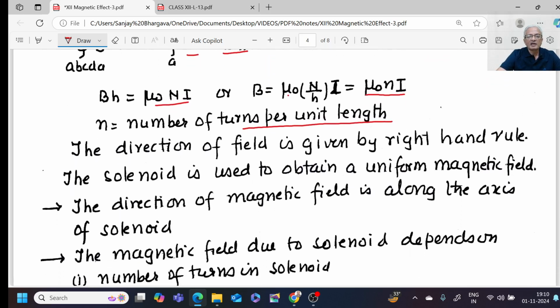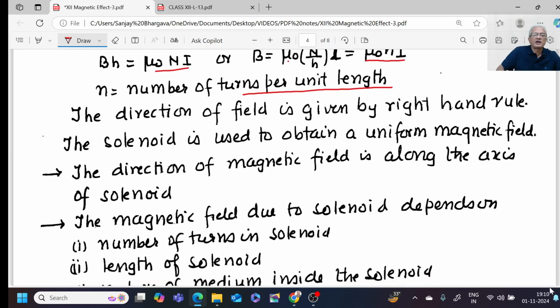The direction of the magnetic field is once again given by the right hand rule. The solenoid is used to obtain a uniform magnetic field. The direction of the magnetic field is along the axis of solenoid.